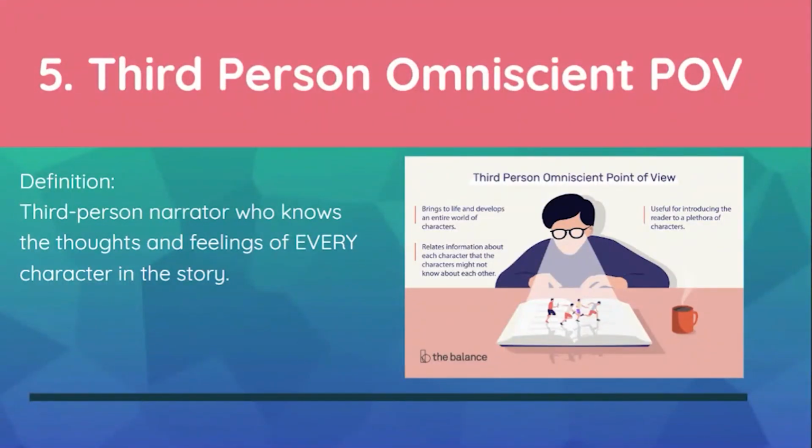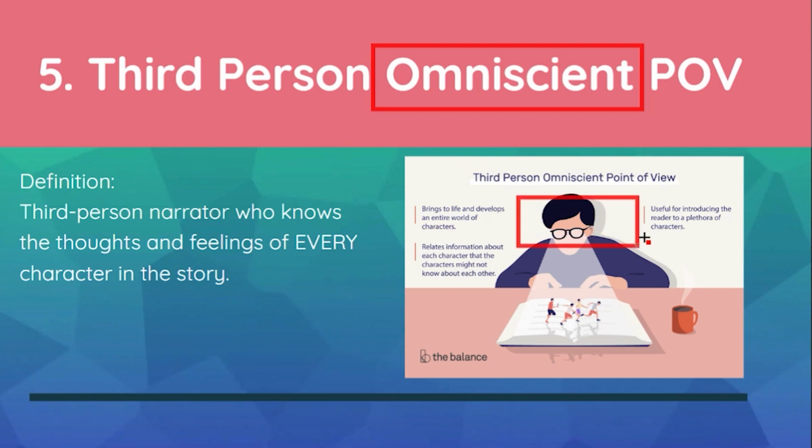Term number 5 is third person omniscient point of view. The key word to remember here is omniscient. Omniscient means they know everything. They're able to see everything. In this type of writing, the third person narrator knows the thoughts and feelings of every character in the story. On our picture over here, it shows the author kind of like looking down at the people in the story. They're telling the events from afar.